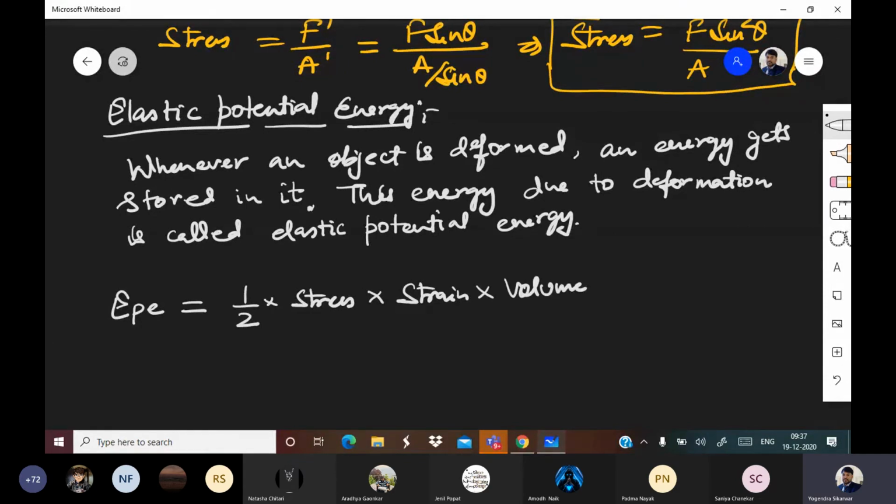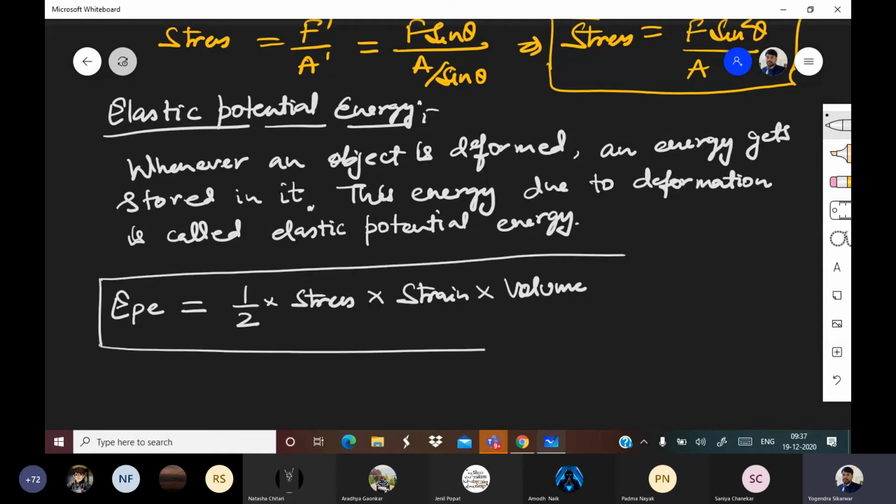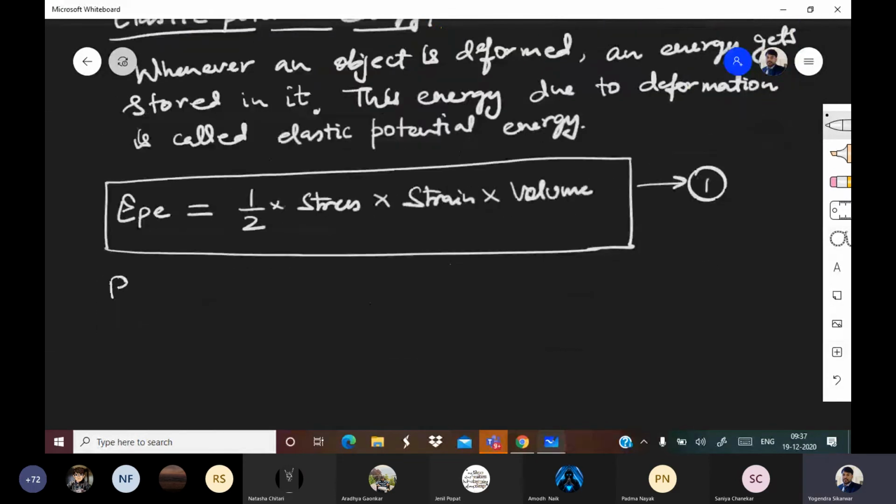This is the formula. Elastic potential energy, EPE, is equal to 1 by 2 into stress into strain into volume. Okay. Now, by Young's modulus.